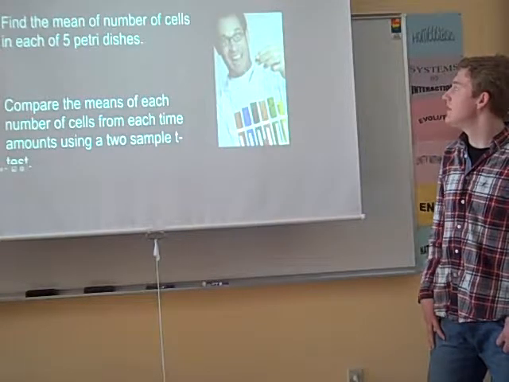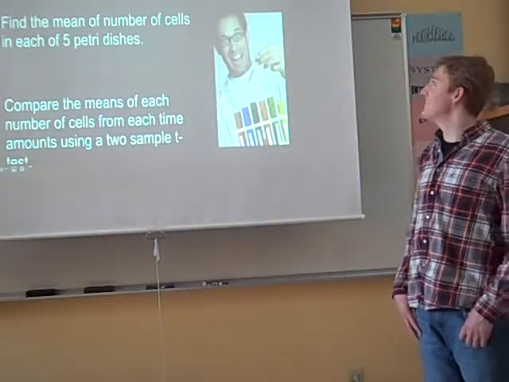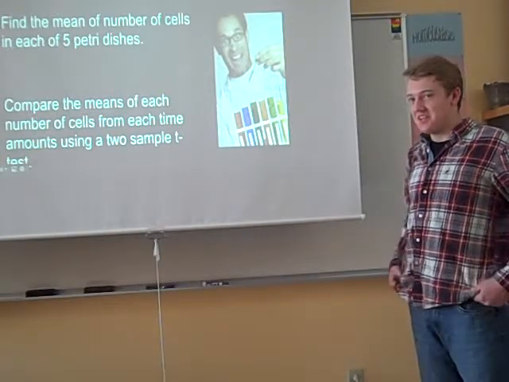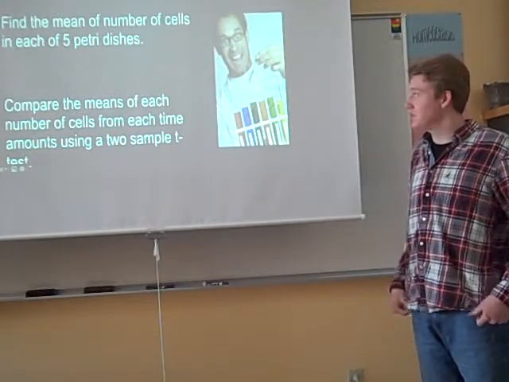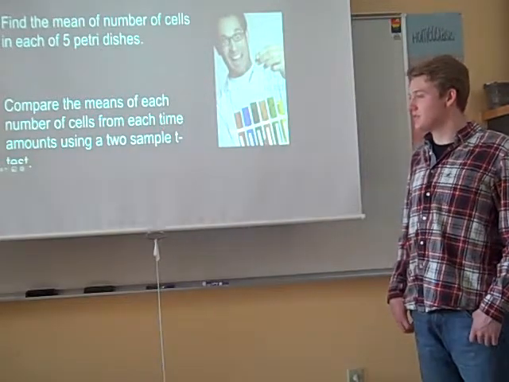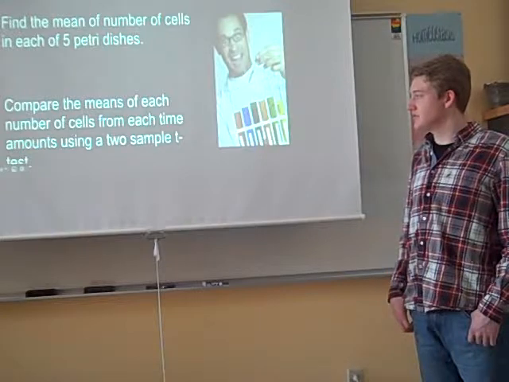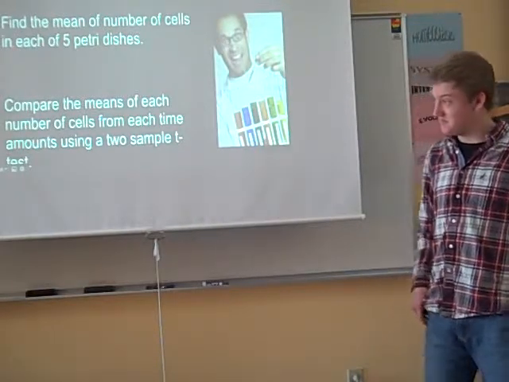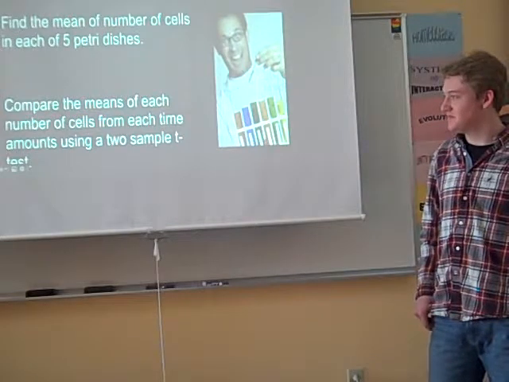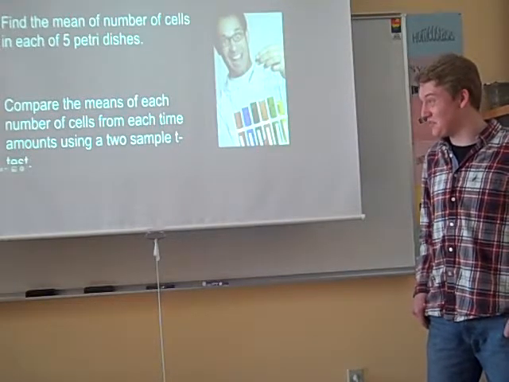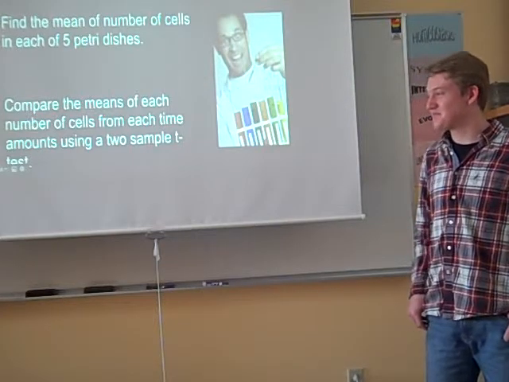And then what we did was, after the specified period of time, we observed and measured the increase of division of the cells using a microscope. And then after finding that number, we took the mean of those 5 numbers and compared the means, and we used a Two-sample t-test to see if it was a significant difference.